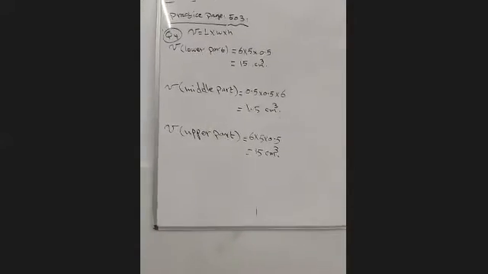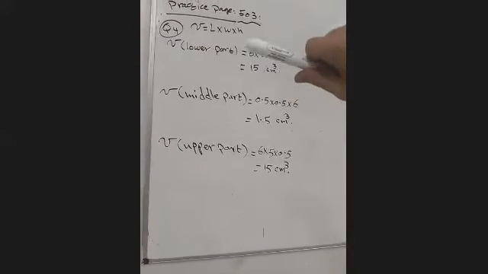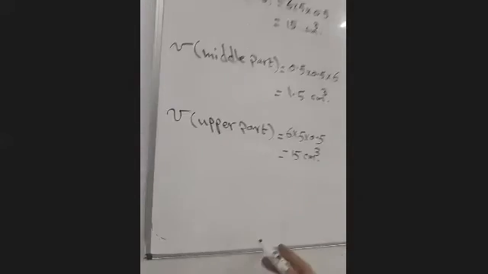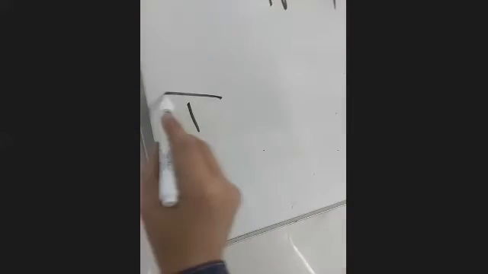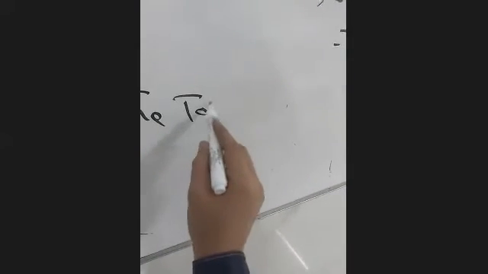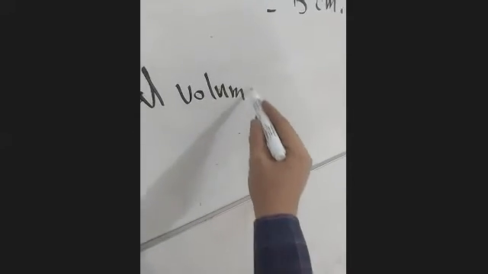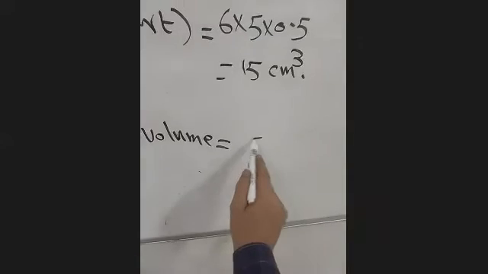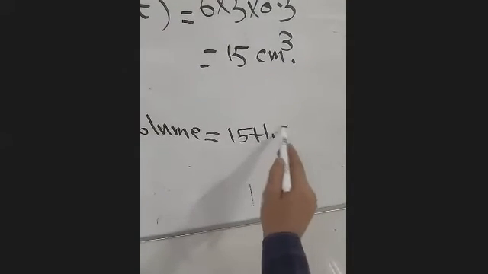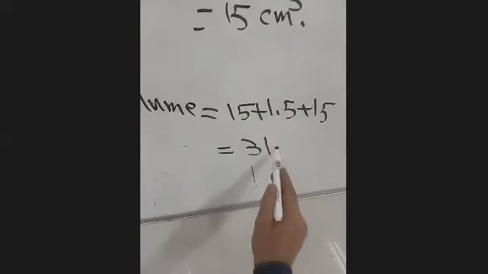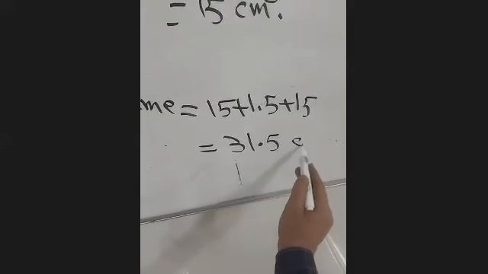So what I did, guys, I found the volumes for the lower part, the middle part, and the upper part. Now I want to find the total volume. We'll add all the volumes together: 15 plus 1.5 plus 15 equals 31.5 centimeter cube.